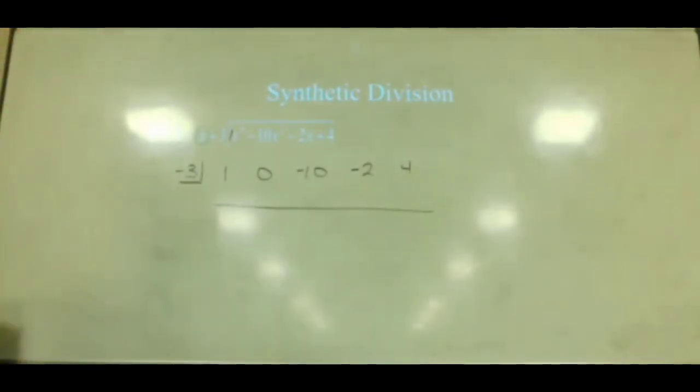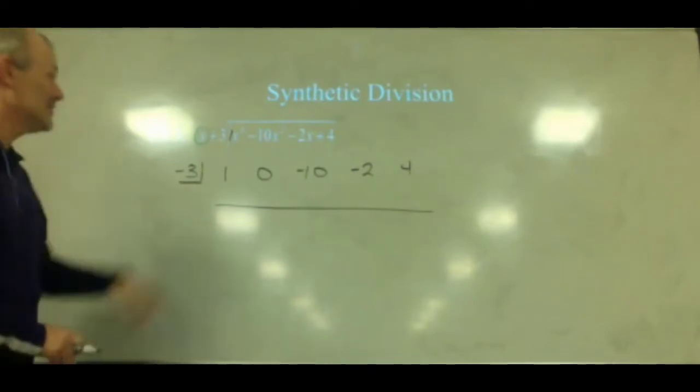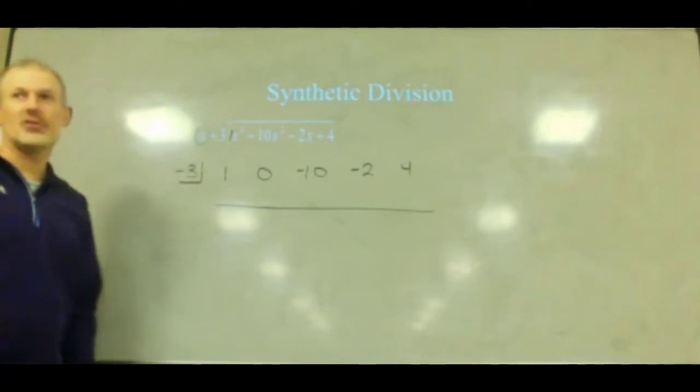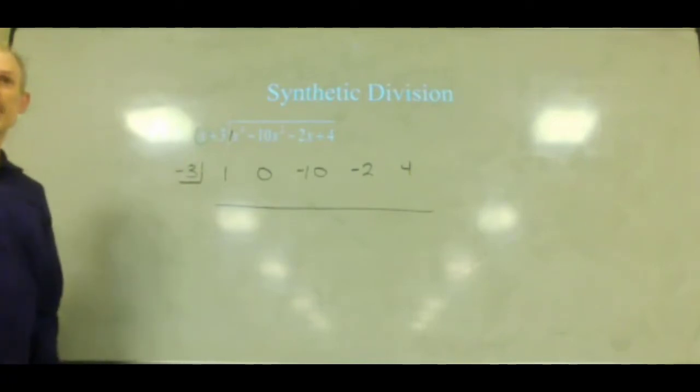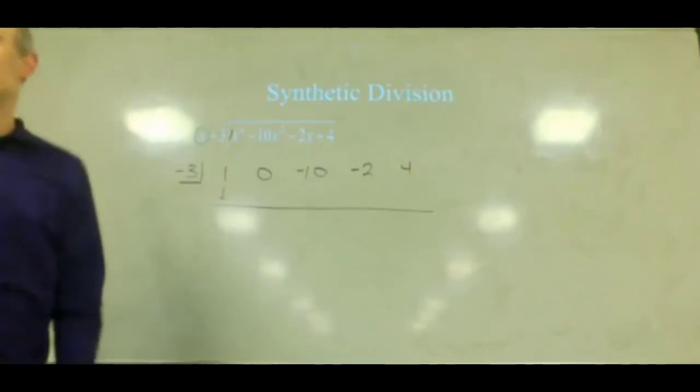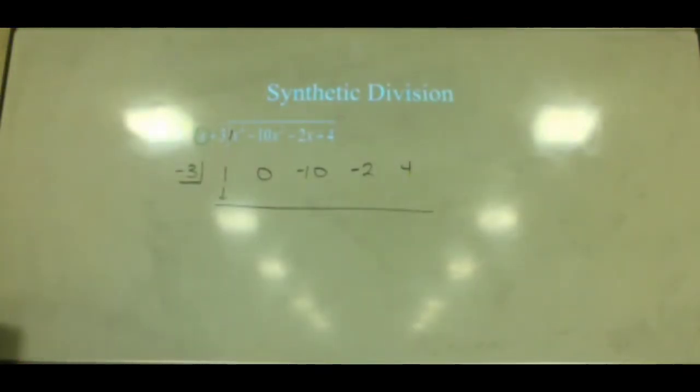Okay. So everybody got it set up? We're okay? We're going to do this several more times. You'll get it. Why did you use the -3? It's just always the opposite of this. Always. Okay? So here's what we do first. It's a really hard step. You take this number and you bring it down. Whew, made it through that first step.